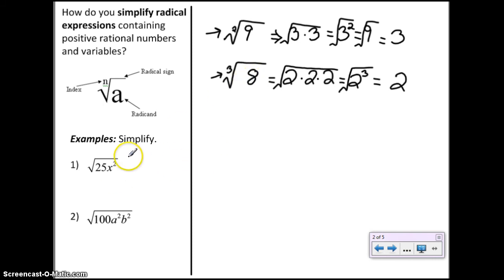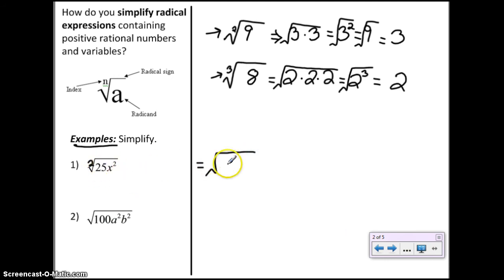So if we take a look at the first example, simplify the square root of 25x squared. There is no number here. If there's no number here, we automatically assume that it is a 2. Go ahead and take a second to write down both examples. If you need to, pause the video. If you feel pretty comfortable with this, if you remember it from Algebra 1, go ahead and try it on your own. Otherwise, I'm going to go ahead and break down the square root of 25.